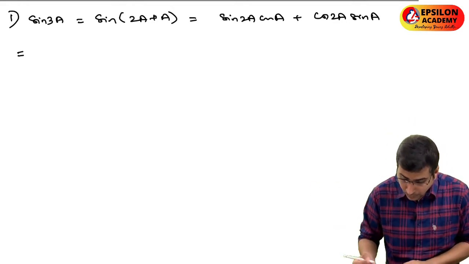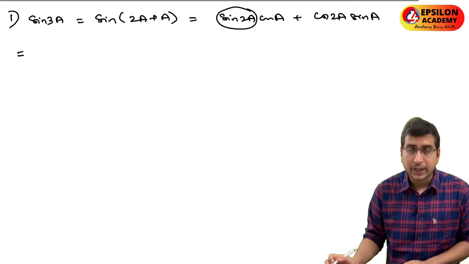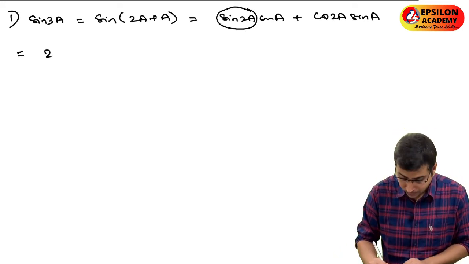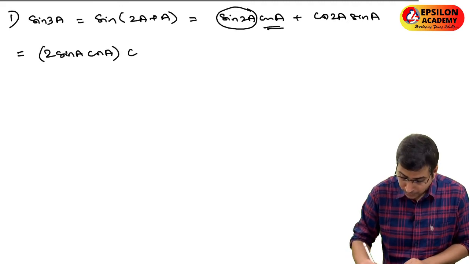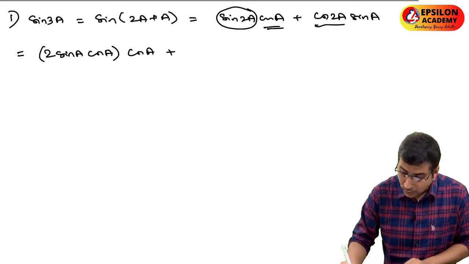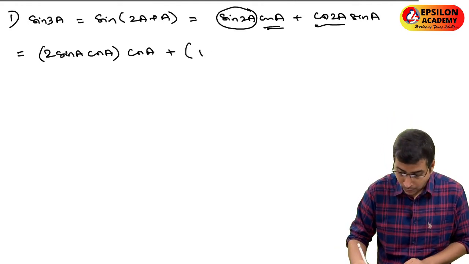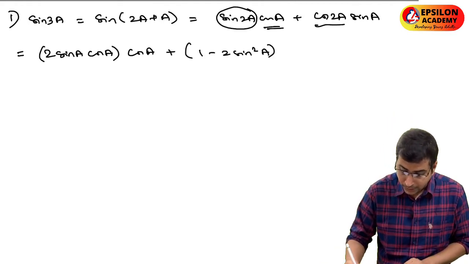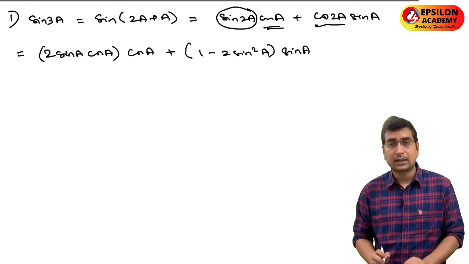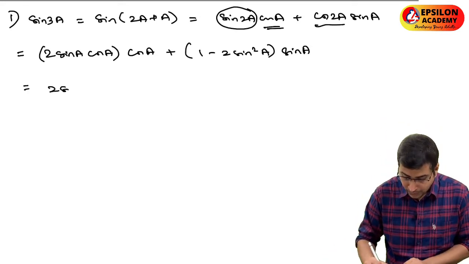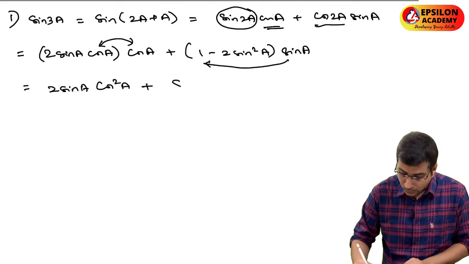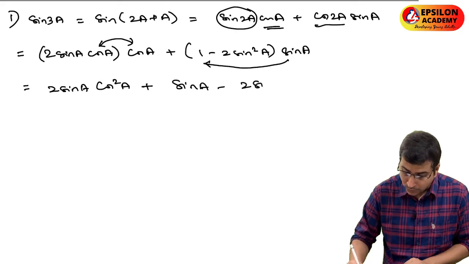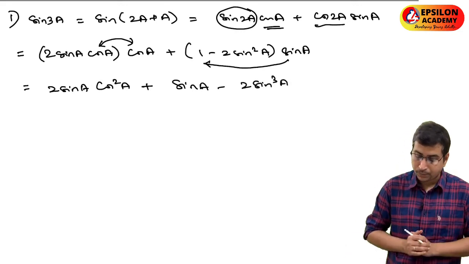So we know that the formula for sine 2a in terms of sine is 2 sine a cos a into cos a, plus cos 2a in terms of sine can be written as 1 minus 2 sine square a, and you have a sine a as a multiple, right? So this will be 2 sine a into cos a is going to give you cos square a, plus sine a into 1 is going to give you sine a minus 2 times sine cube a, right?